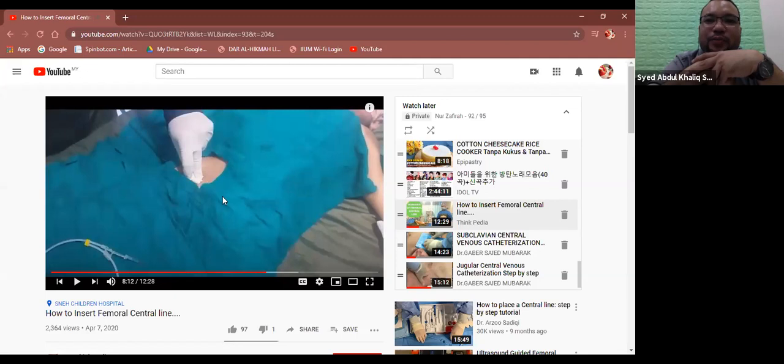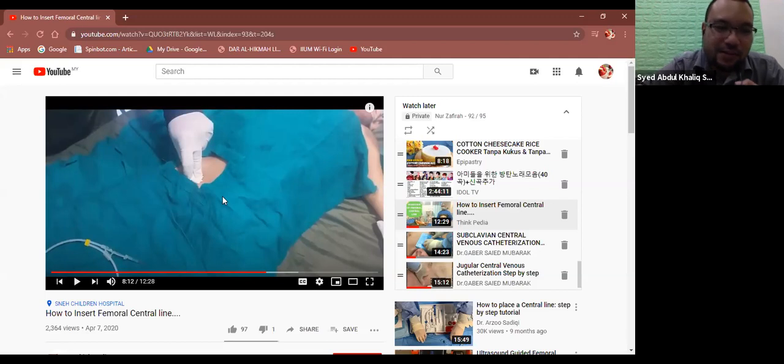Where you put a needle first, and then you pass a guide wire through it, and then with the guide wire you dilate the area that you want to insert, and then only you insert the proper catheter. So this technique is called the Seldinger technique.